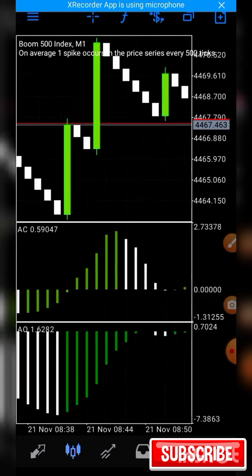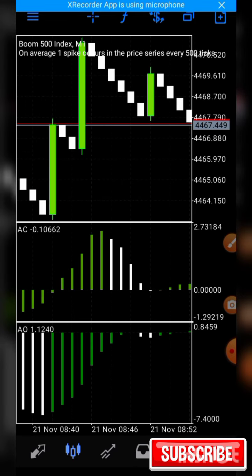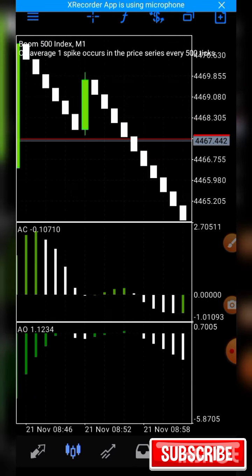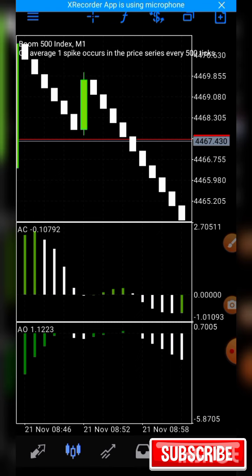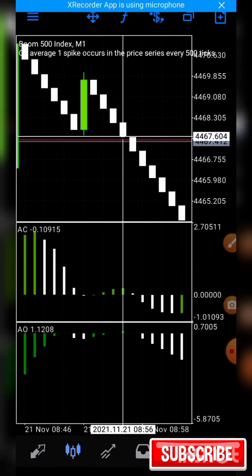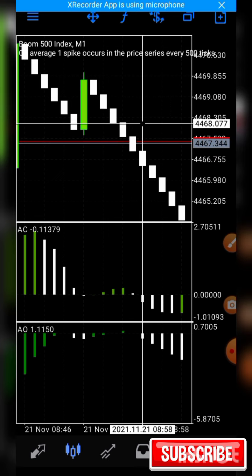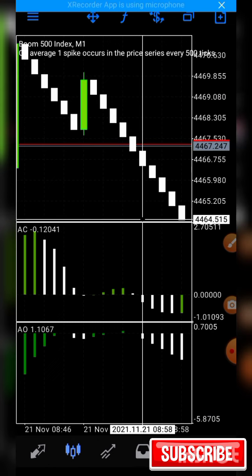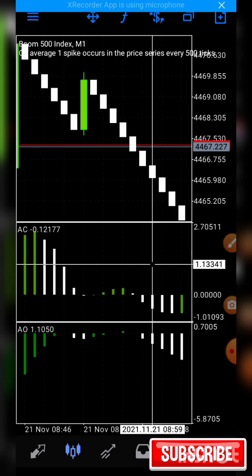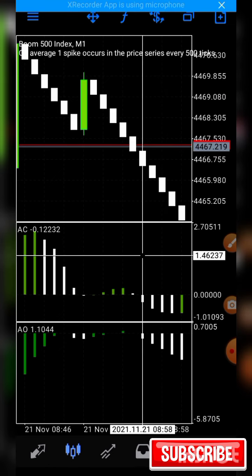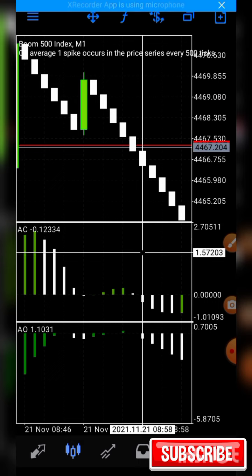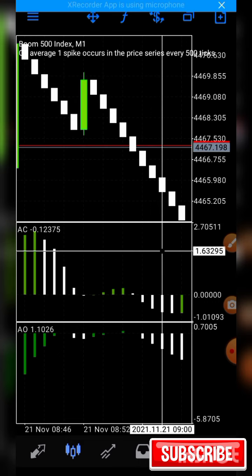Let's back test. You see this point here, the accelerator oscillator and the awesome oscillator all becoming white here. 1, 2, 3. So you would have sold this market and made 3 candlesticks and you are out.